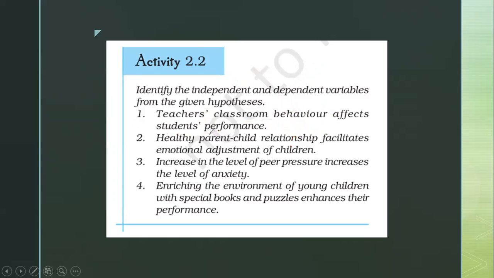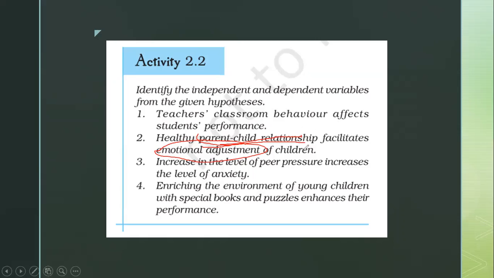If teachers are not teaching properly, student performance suffers. If teachers' behavior improves, student performance improves. If teachers' behavior is not good, the student performance is also bad. In that way, try to complete this activity. Healthy parent-child relationship: if you try to modify the parent-child relationship, the emotional adjustment of children changes, or vice versa.